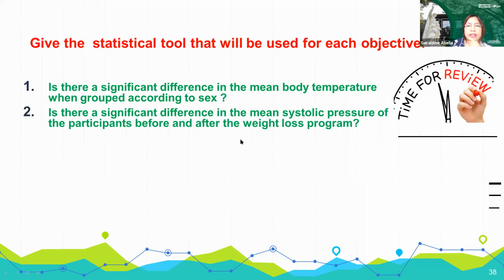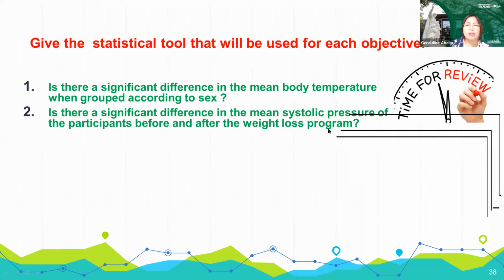Is there a significant difference in the mean systolic pressure of the participants before and after the weight loss program? What type of statistical tool or test should you use if you will answer this objective? Yes, Miss Julia, you are correct. T-test for paired samples. Next, number 3.